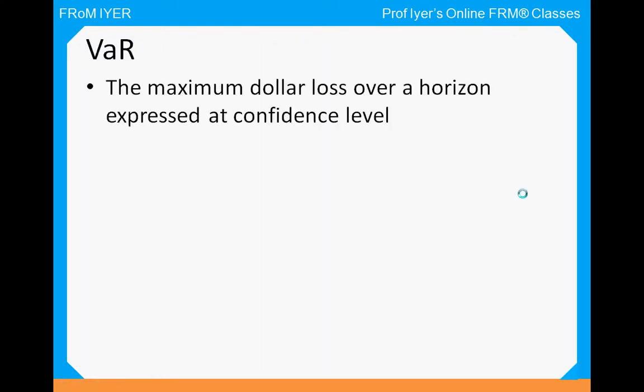So let's get back to our value at risk. We defined it as the maximum dollar loss over a horizon expressed at a confidence level. Now from the simulation, if we sorted prices in ascending order, imagine we simulated 20,000 stock prices, and then 5% of 20,000 is 1,000, the current stock price minus the 1,000th stock price, assuming that we arrange the stock prices in ascending order.